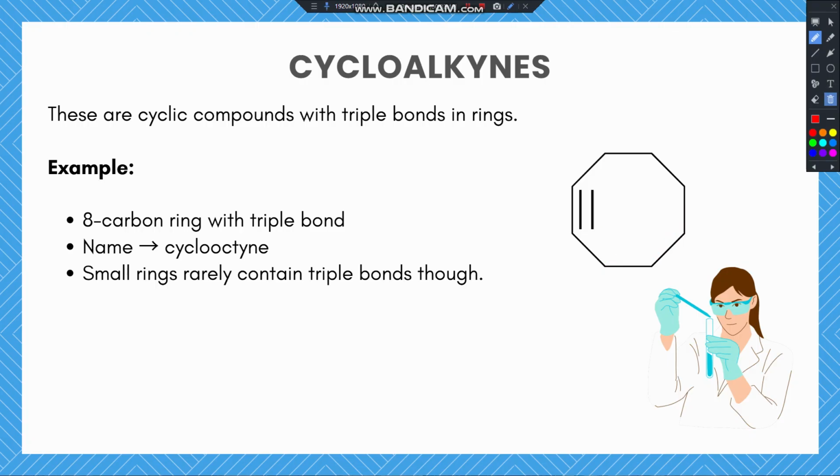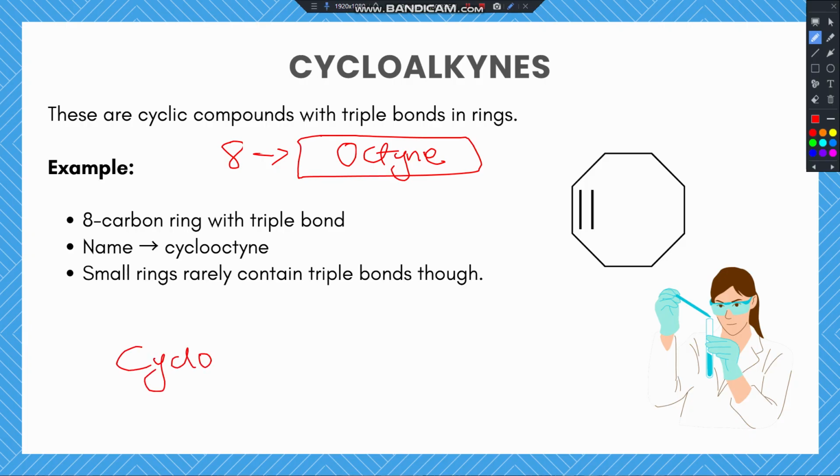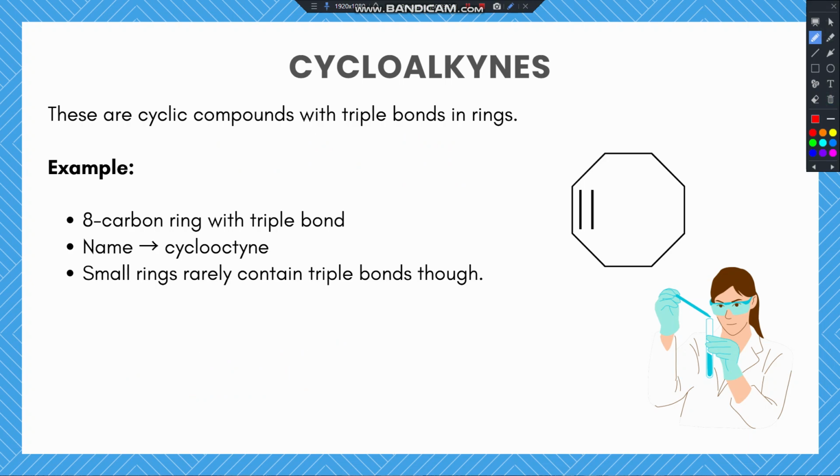8 carbon atoms gives me the parent name oct. Now, what suffix am I going to add? Since it's an alkyne, I add the suffix yne. This becomes octyne. Now, remember, we always add the prefix cyclo. So this becomes cyclooctyne. That becomes the name of the compound.